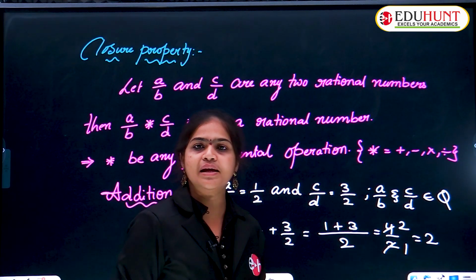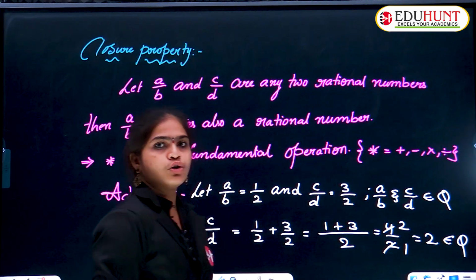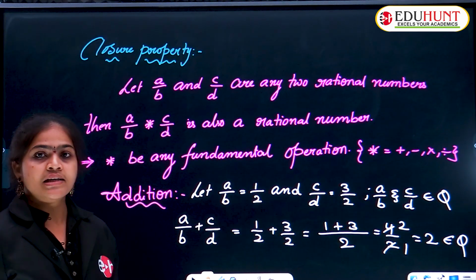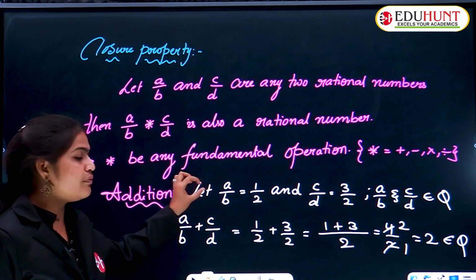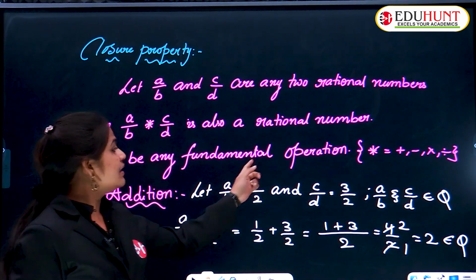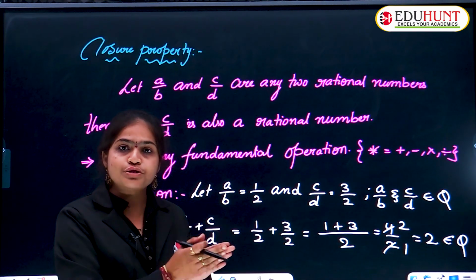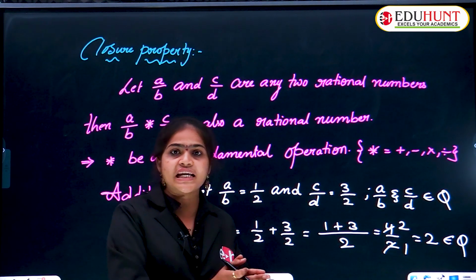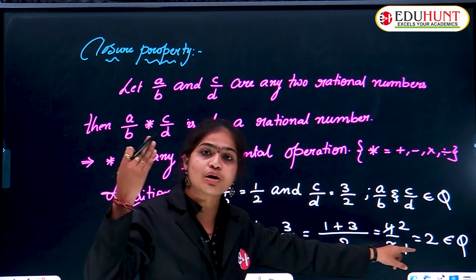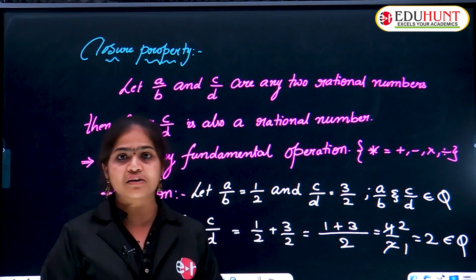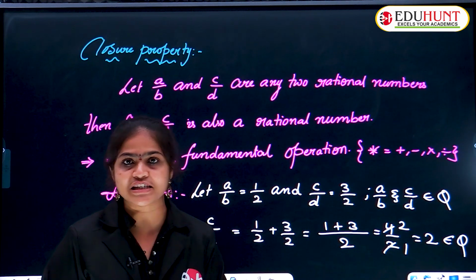Is 2 a rational number or not? Yes, here 2 is a rational number. 2 belongs to the rational numbers. As per the definition, A by B, 1 by 2, is a rational number, and C by D, 3 by 2, is a rational number. If you add those two rational numbers, the resultant we got here is also a rational number. Yes or no? Yes, that one also we got as a rational number. 2 is also a rational number, no?